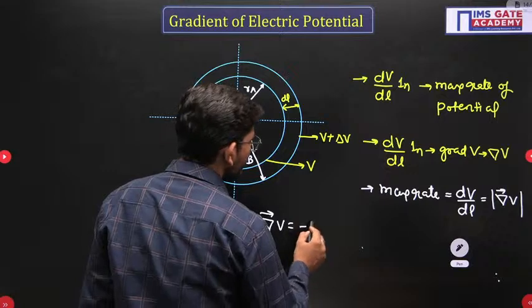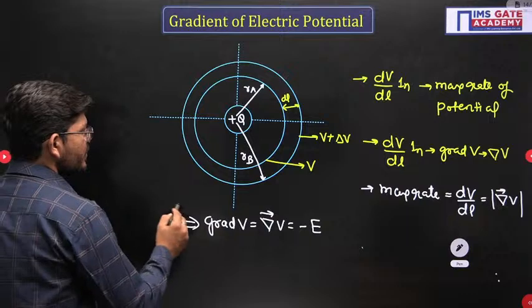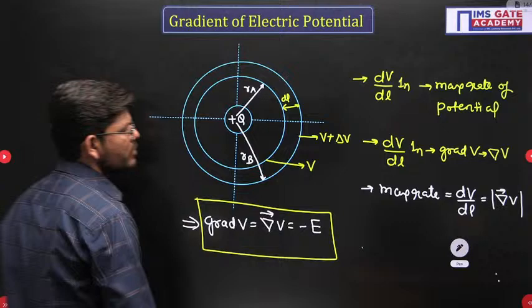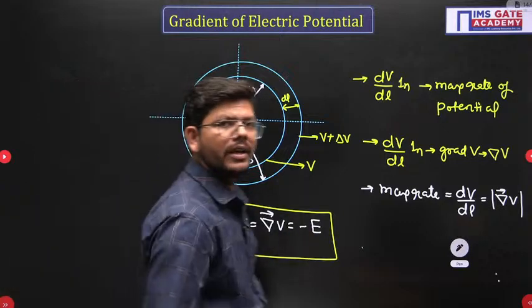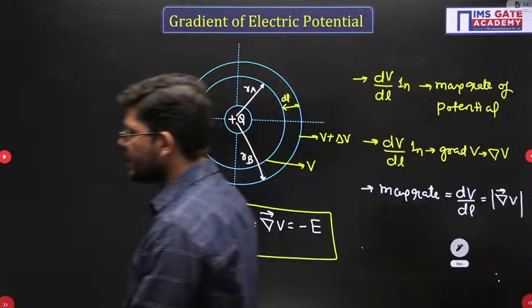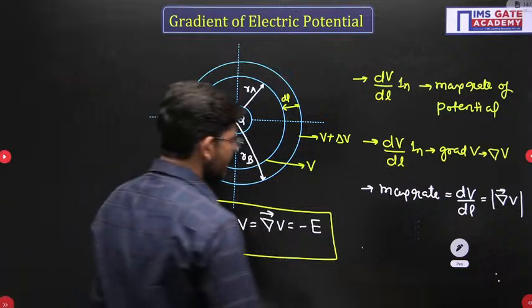It will give you minus of E. Okay. So this is something very, very important. Gradient of v is basically equal to minus of E. Gradient has the direction opposite to the field because of the minus sign that we are getting.